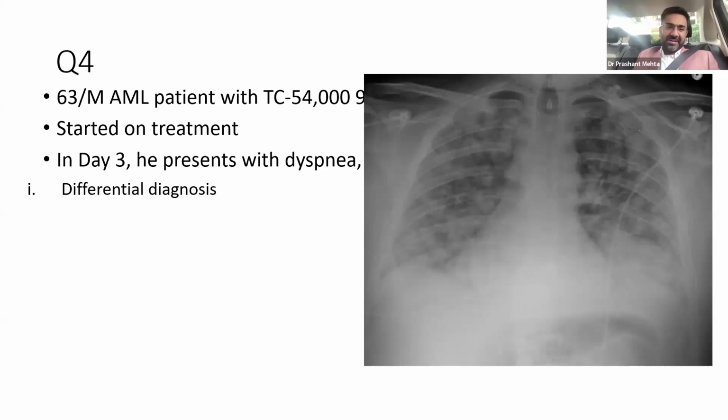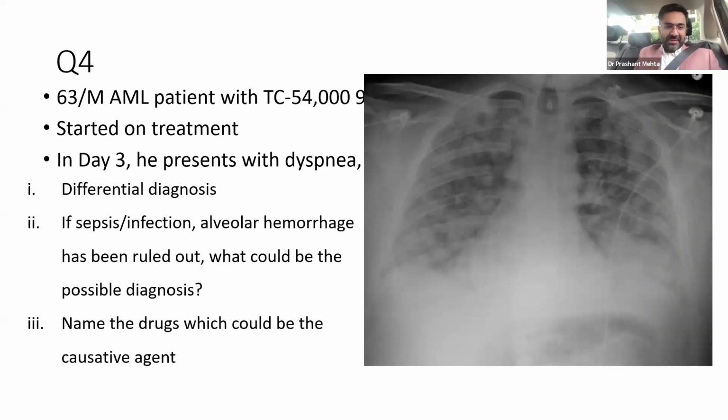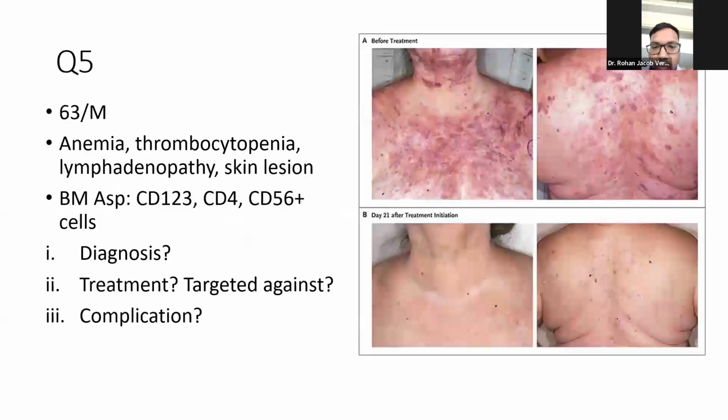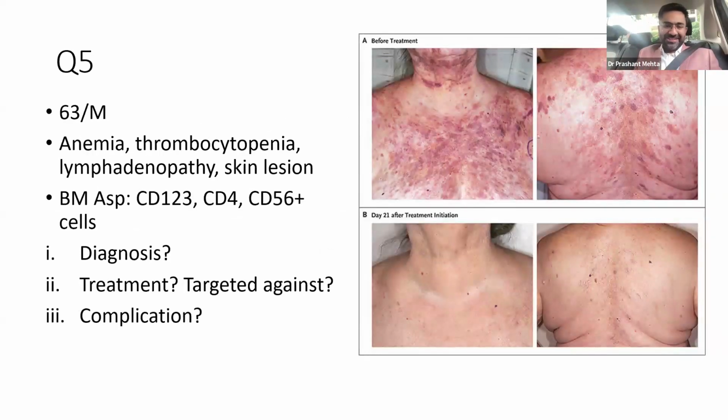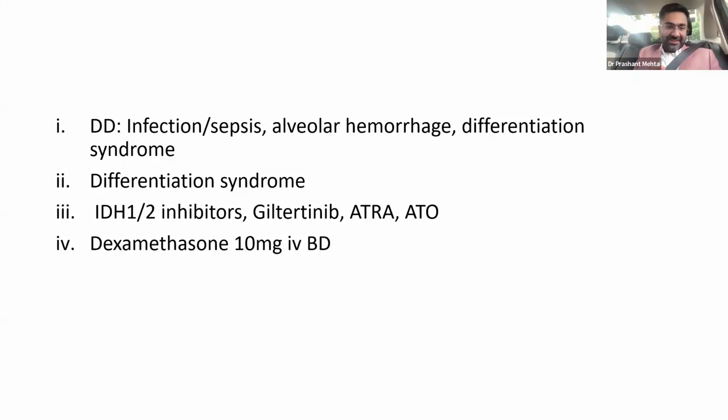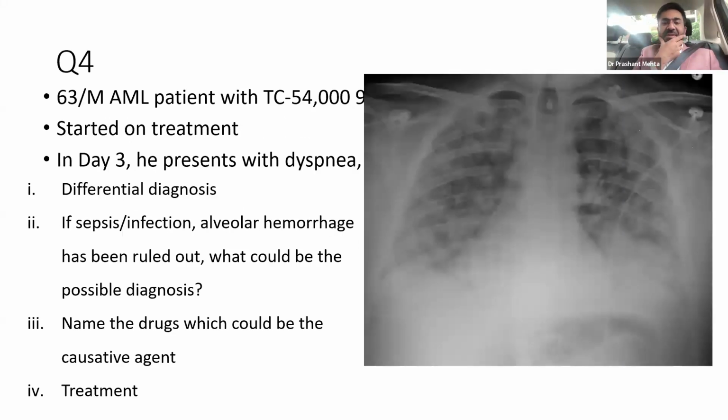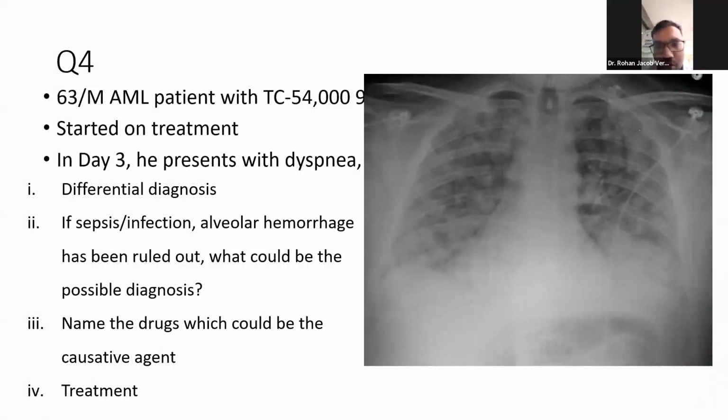Yeah. But our examinees in the chat box have already answered it. Okay. Good. Yeah, I did see that. Sorry. Great. So I think show the next question on this slide only. You move ahead. Go back. No, you're moving too fast now. Go back. Yeah, go back one more. So if sepsis, infection, alveolar hemorrhage have been ruled out, what could be the possible diagnosis? And name the drugs which could actually be implicated in this situation. Now you can move ahead.